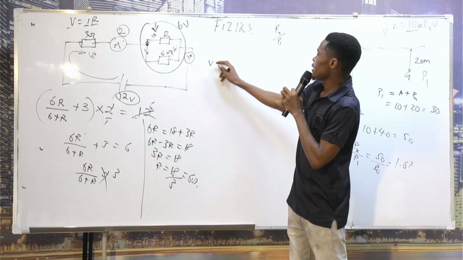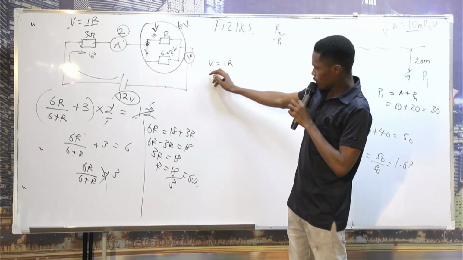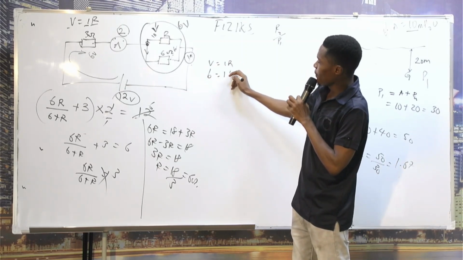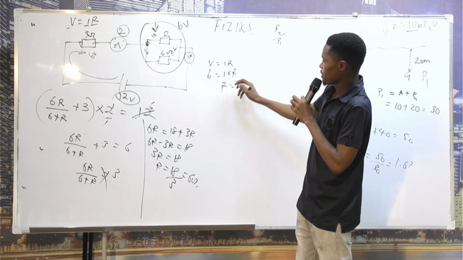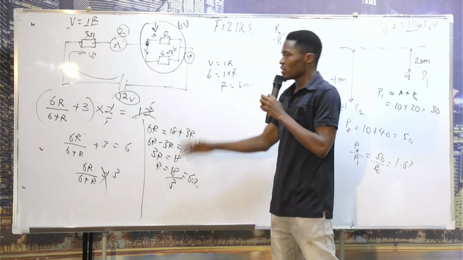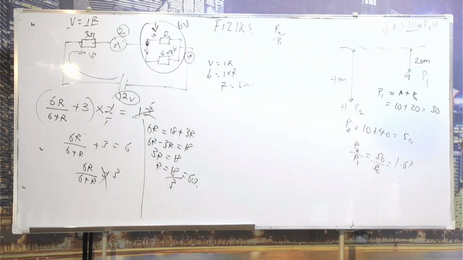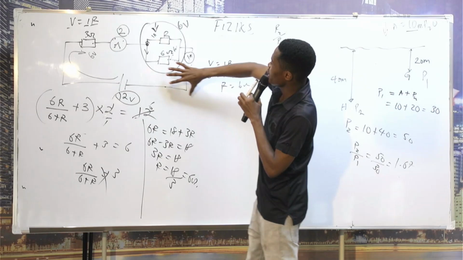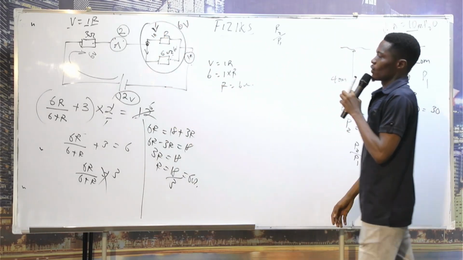So V is equal to IR. 6 volts is equal to 1 ampere times R, and R becomes 6 over 1, which is 6 ohms. So R is 6 ohms. That is another way you can solve that question, by determining the voltage across this side, which is 6 volts.